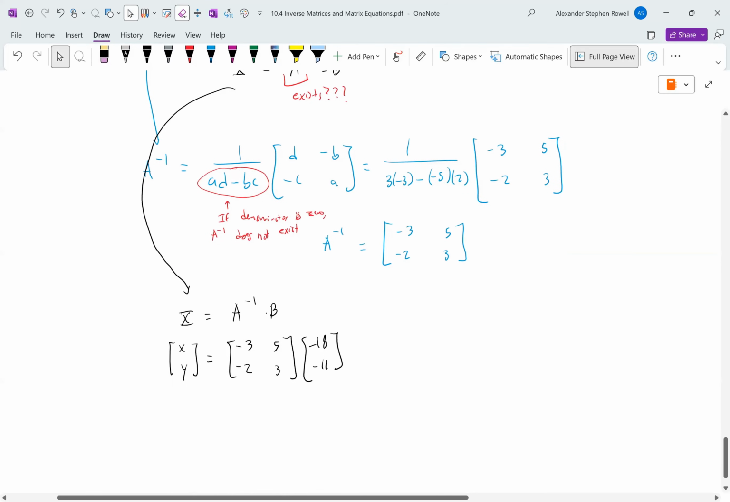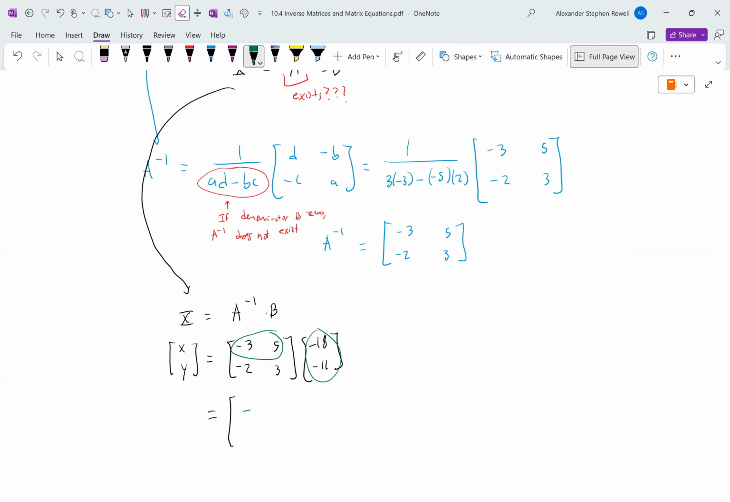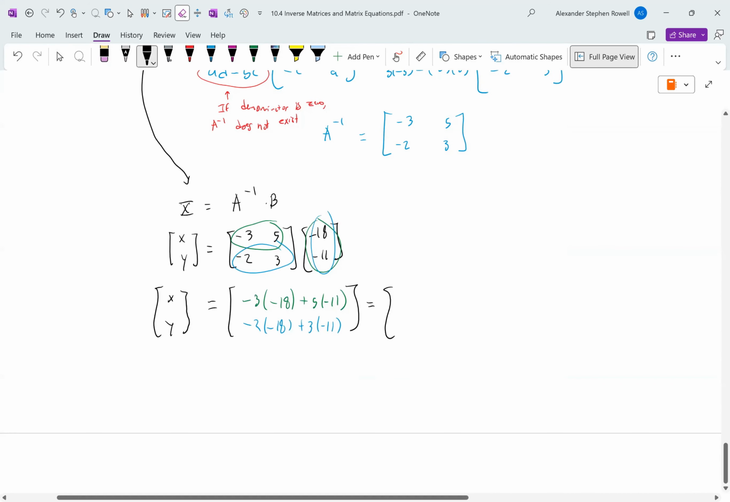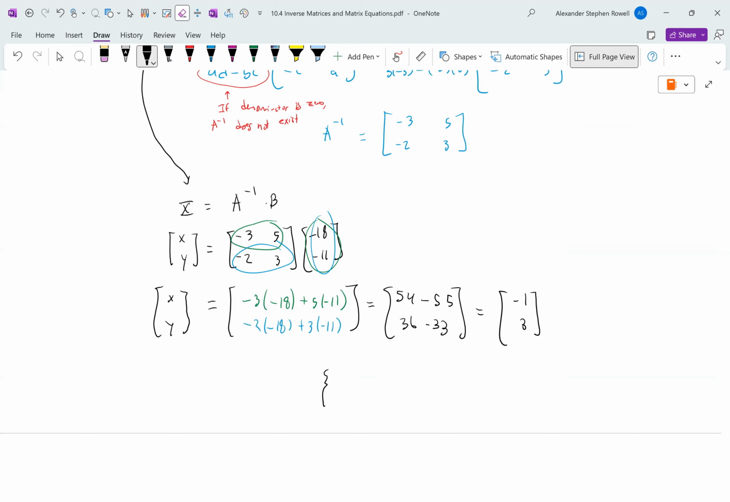So we just need to do this multiplication. Negative 3 times negative 18 plus 5 times negative 11. And then we'll do the second row times that column, which would be negative 2 times negative 18 plus 3 times negative 11. So that gives us 54 minus 55, 36 minus 33, negative 1, 3. So our solution is the ordered pair negative 1, 3.